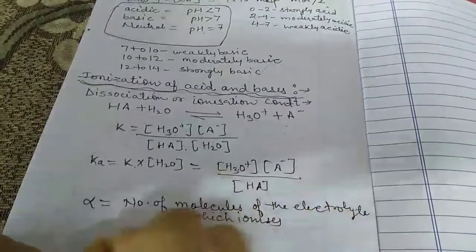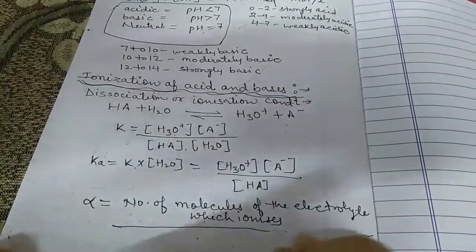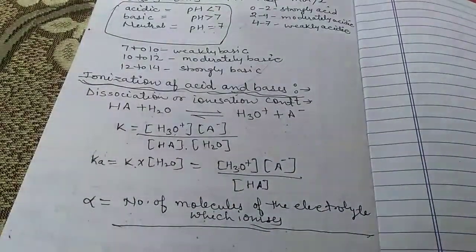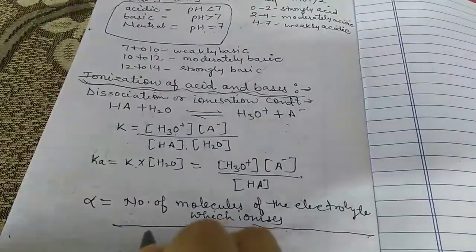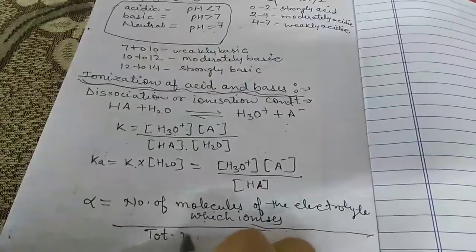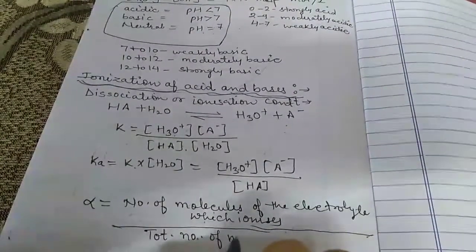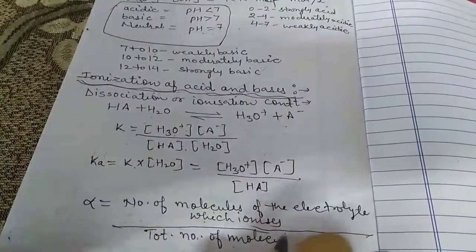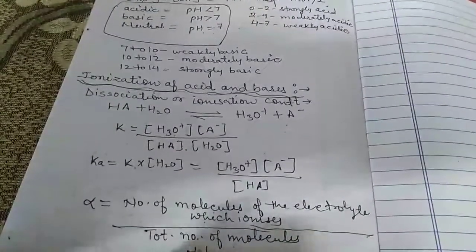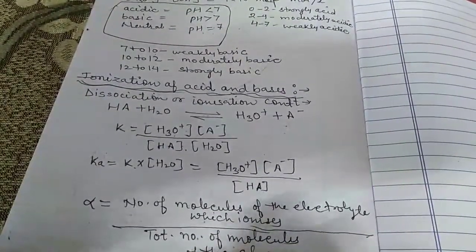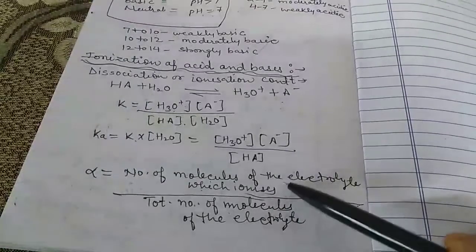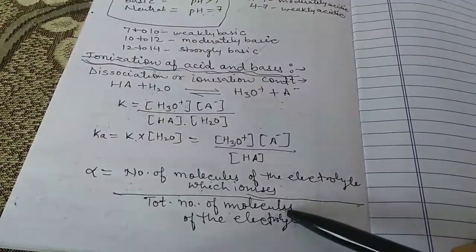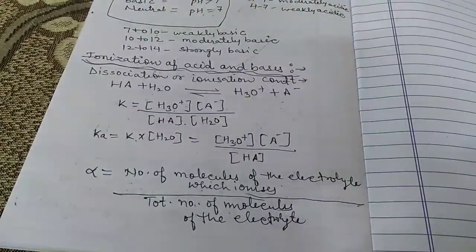upon the total number of molecules of the electrolyte. That is, the total number of molecules of the electrolyte. So this is the formula to find out the degree of ionization or the degree of dissociation.